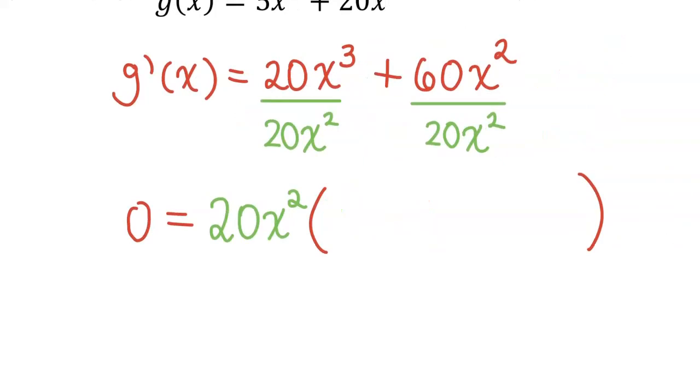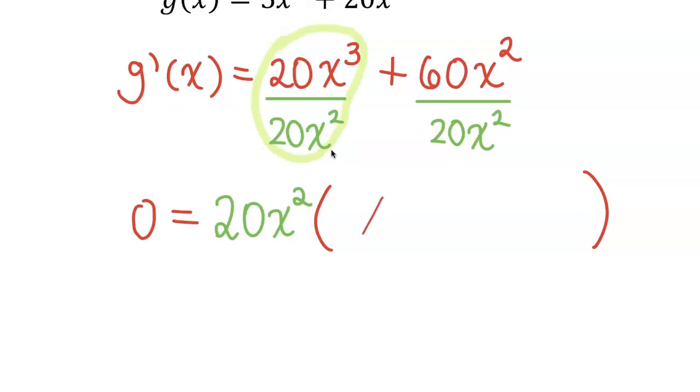So first, divide 20x cubed by 20x squared. Only thing left is just x plus 60. Looking at this now, 60 divided by 20 is 3. And x squared divided by x squared is just 1. So no more x's now. Okay, so I got it factored out pretty nicely.